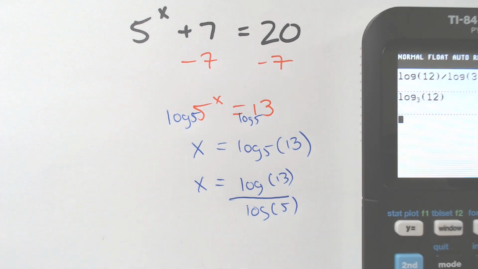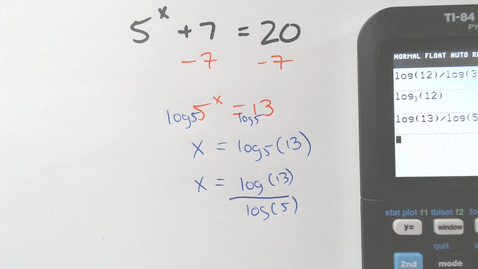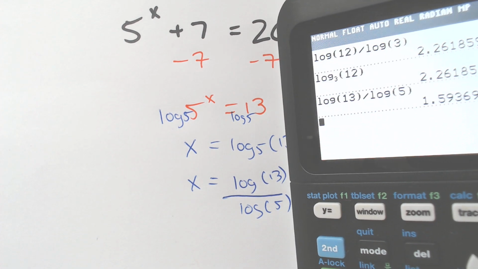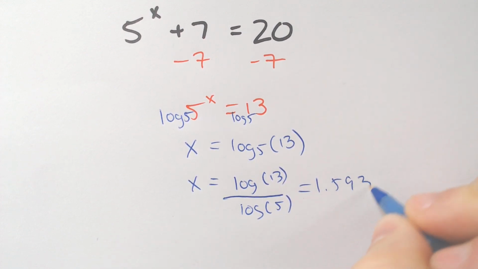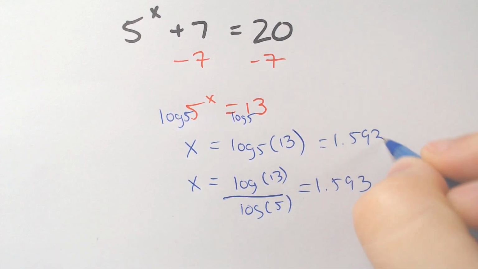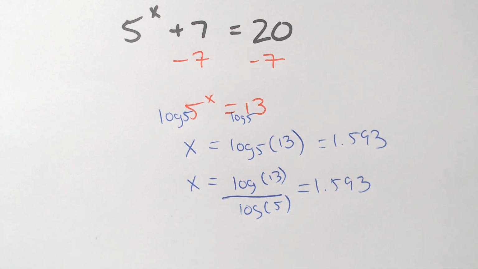And I'm going to do that over here. Log 13 divided by log 5 is equal to 1.593. They're the same thing because they're the same thing.